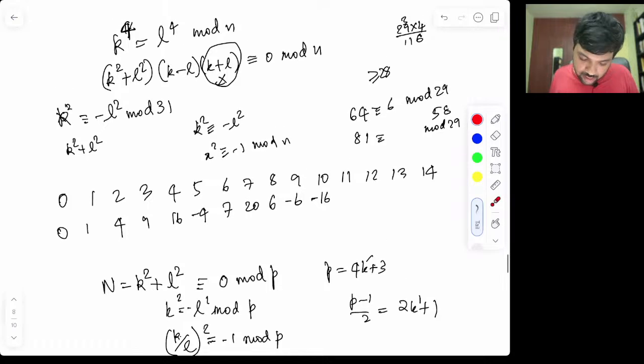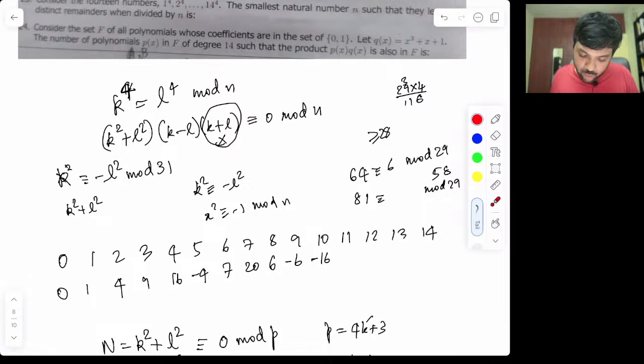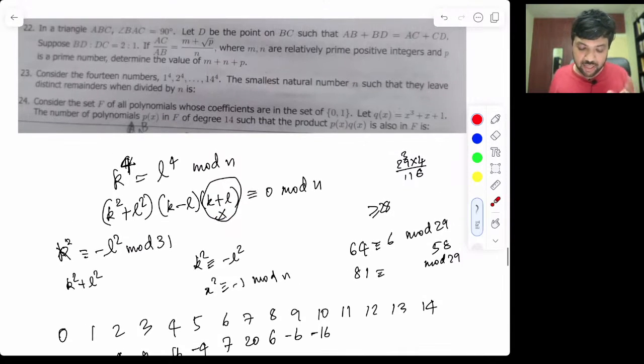So for 31, if I go modulo prime, the product of 3 numbers is 0, which means one of them should be 0. K plus L cannot be 0 because the sum cannot add up to 31. For numbers from 1 to 14, any 2 distinct numbers if you add, it won't add up to 31 for sure. So this can't be 0. And just now I argued k square plus L square can't be 0 mod p. So therefore k must equal L. If k power 4 is equal to L power 4, k equals L, but they are all distinct, so it cannot happen for two different values. So n is actually 31. Nice, got it. Okay.